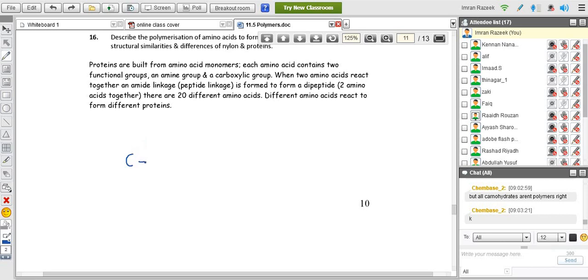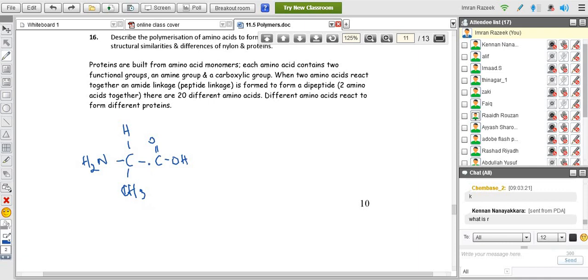Any amino acid will contain a carboxylic group attached to a carbon on one end, and on the other end an amine group attached to the carbon, and you have a hydrogen and an R group. This is an amino acid. Now I'm going to substitute the R group with a CH3 here. It can be any group, right? If it's CH3 we say alanine, I'm sorry, alanine.